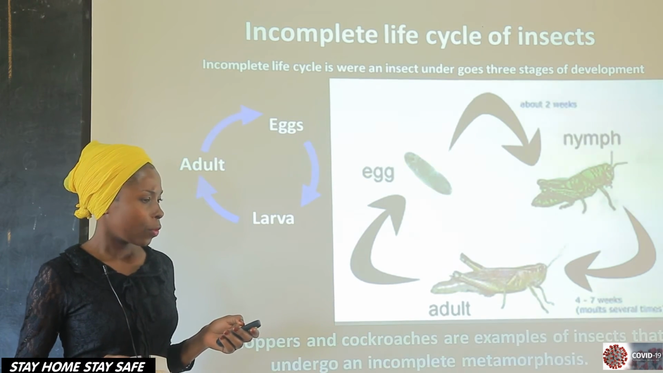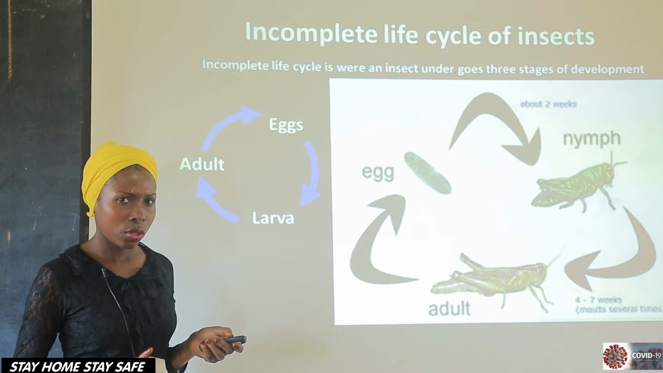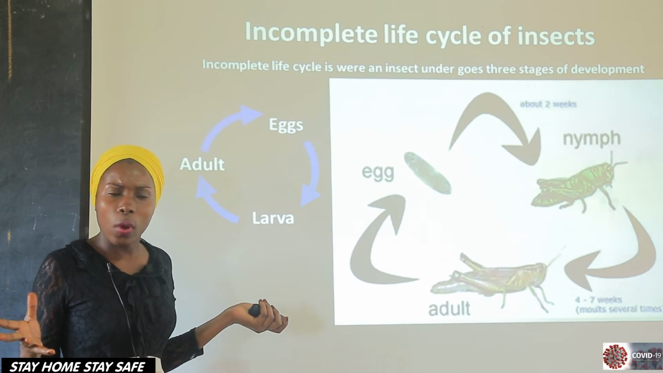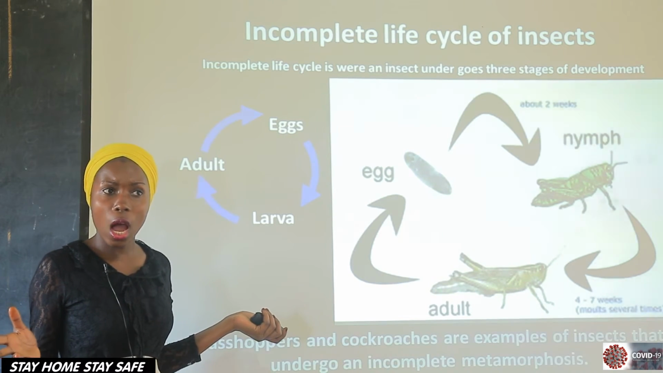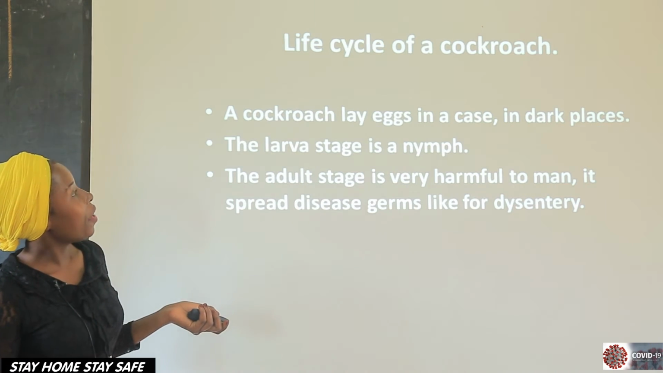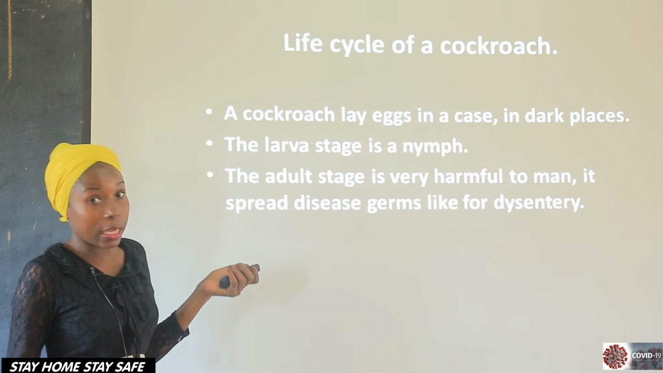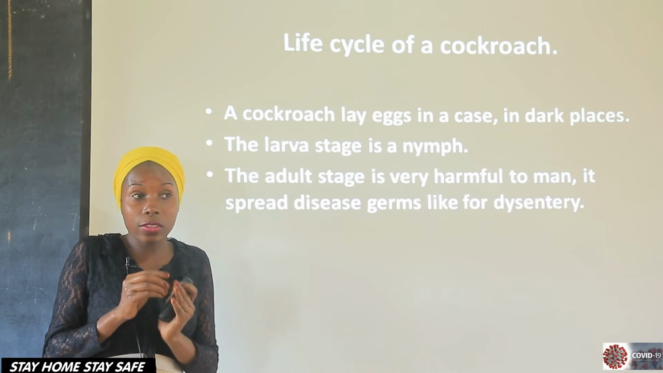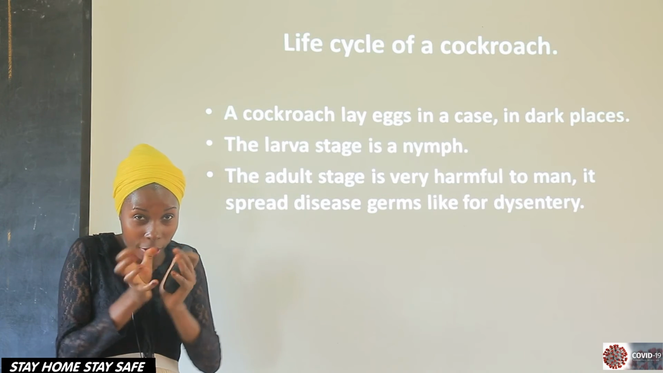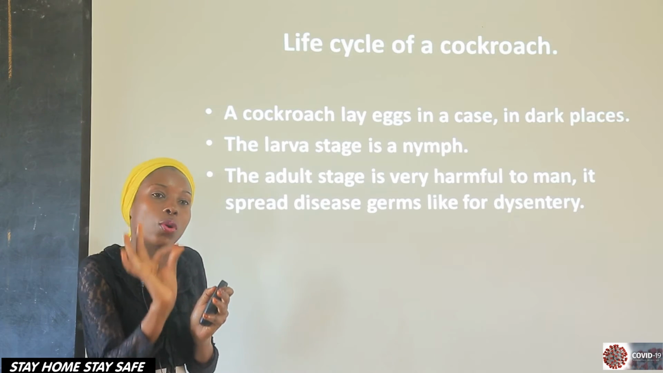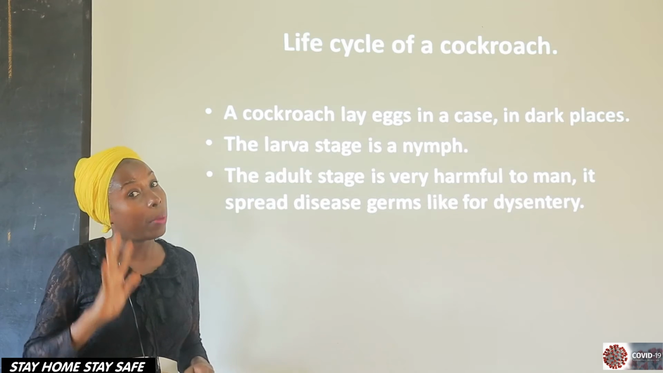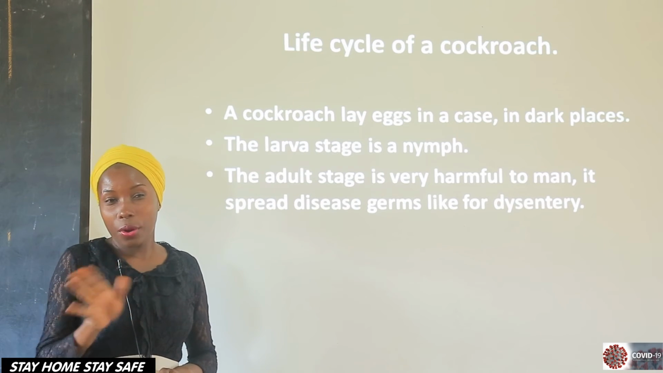And what do you know about cockroaches? Where do they lay their eggs? Where do they live? Well, a cockroach lays eggs in a case. Actually, if you find the eggs of the cockroach, you'll see they're in a case-like stuff. So it's not just a single egg. It's a case. It lays the eggs in a case in dark places. The cockroach does not like light.